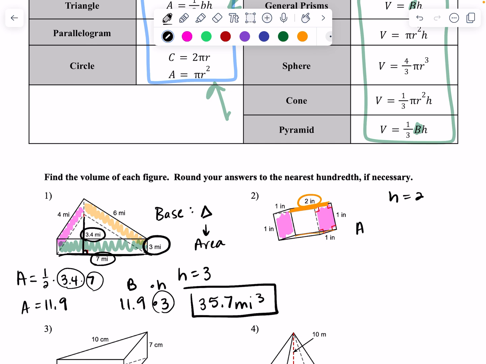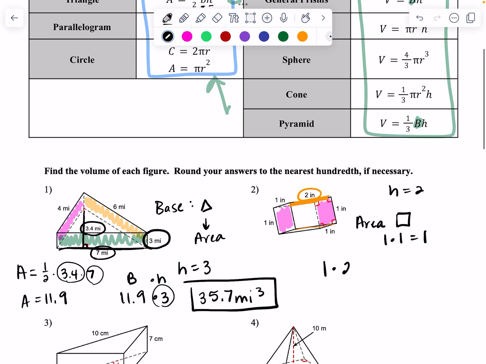So I have to find the area of the square, right? Which the side lengths are 1 times 1, which is 1. So I'm going to do the area, which is 1, times the height, which is 2. And this has a volume of 2 cubic inches.